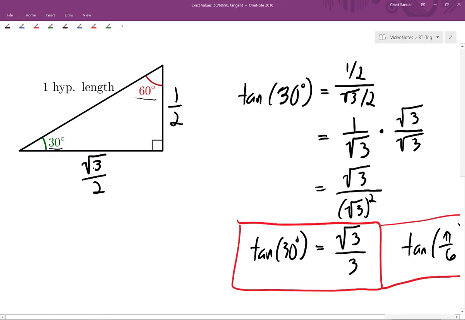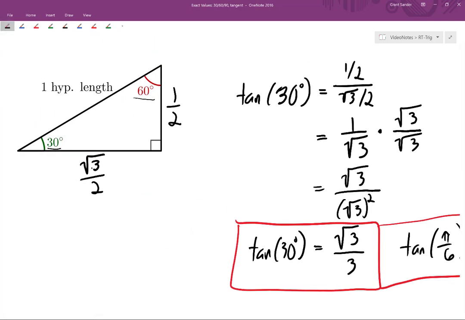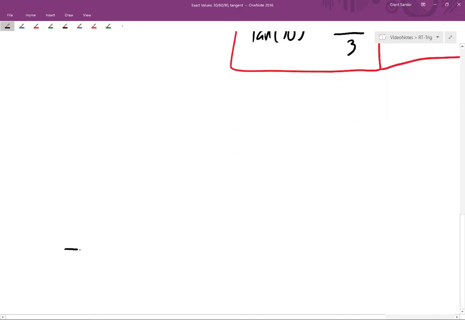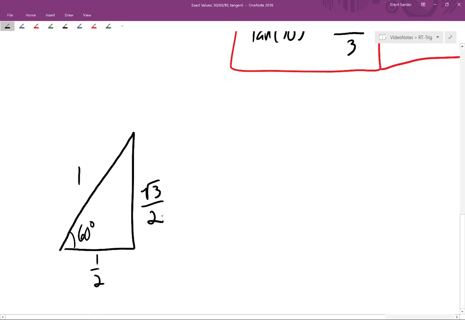Okay, now let's look at the other angle real quick. We have 60 degrees here. What I'm going to do is reorient this right triangle, and it's not going to change any side lengths. So let me redraw that real quick. Okay, so if we're looking at the 60-degree angle, then tangent of 60 degrees represents the slope of the hypotenuse of this right triangle.